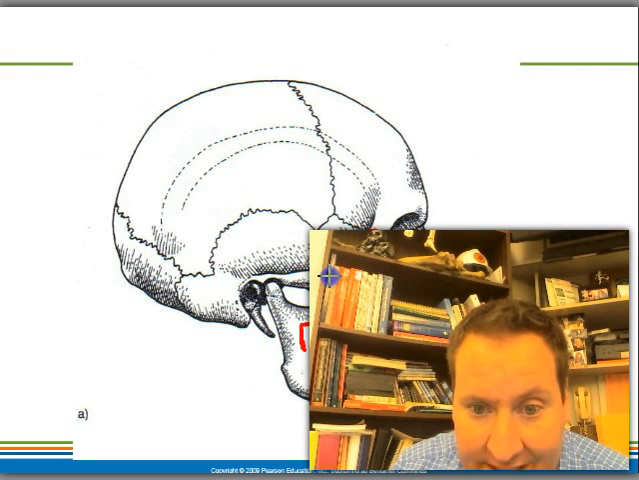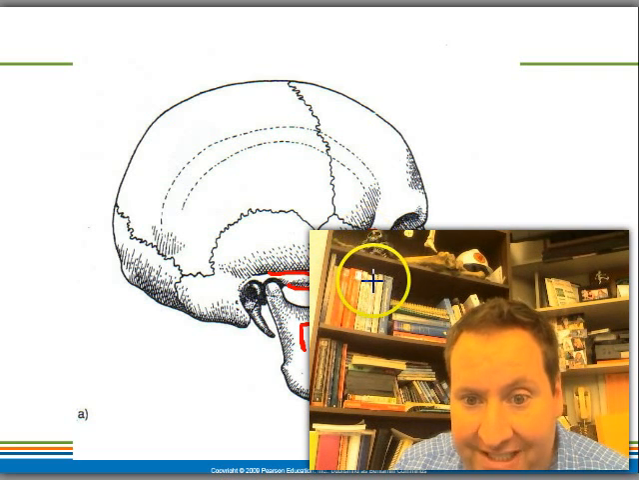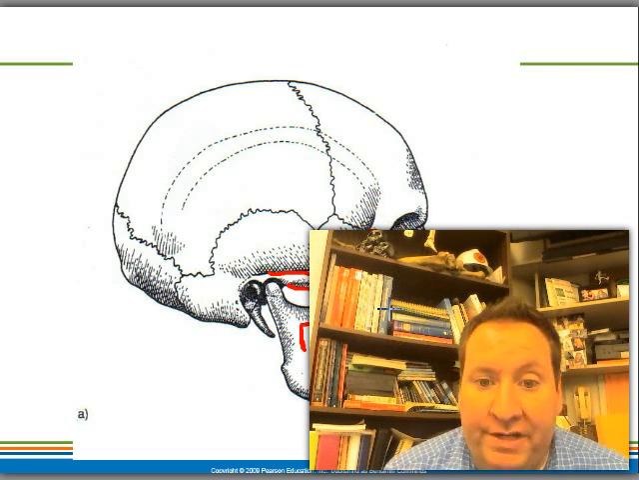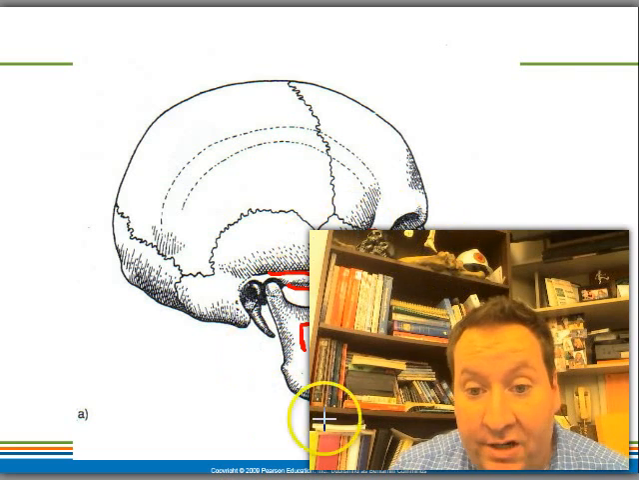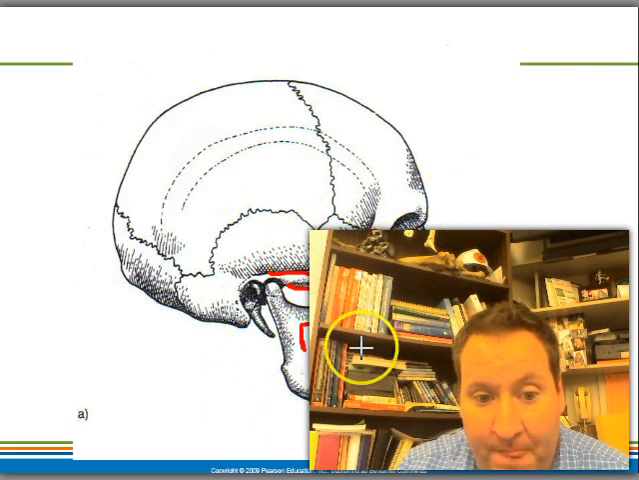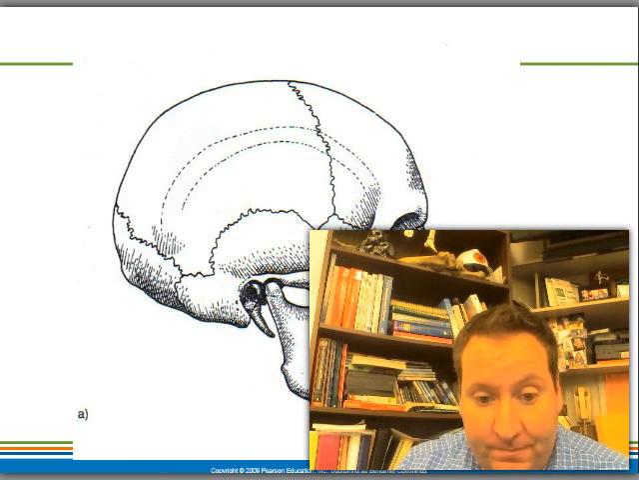It also has a union with the temporal bone right here is where it unites with it. But this is your zygomatic bone that we're taking a look at there. So those are some of your facial bones that you have to know for the test.